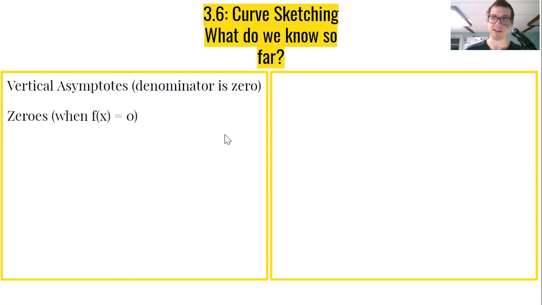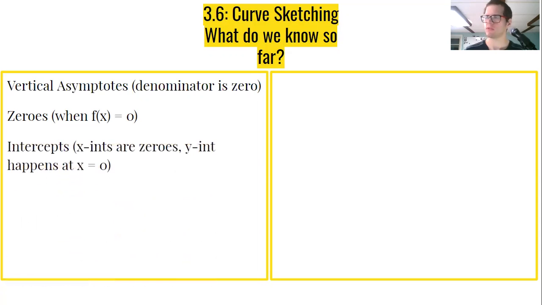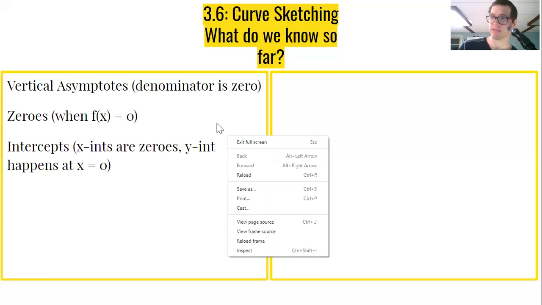Zeros, when f of x equals 0. You just set f of x equals 0 and solve, and you find the zeros of the function, aka the x-intercepts, or the roots, depending on how you want to do it. X-intercepts, again, x-intercepts are the zeros. The y-intercepts happen when x equals 0. So you just plug in 0 for x, and you've got it. That's how it works.